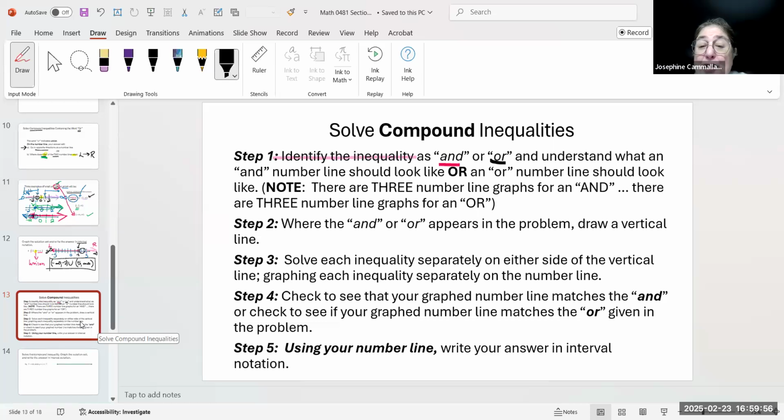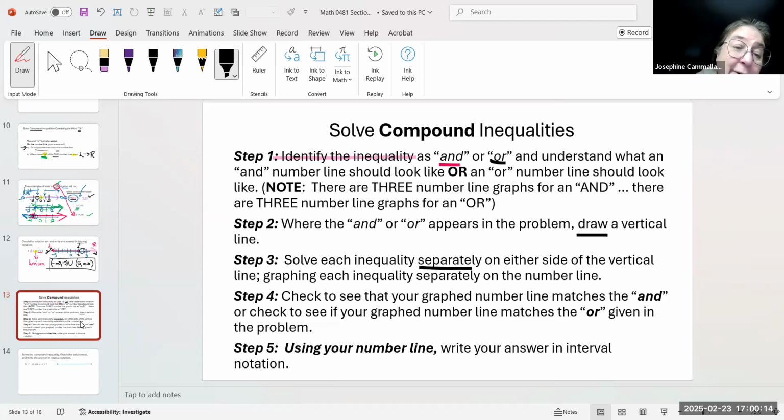Now, where an and or appears in the problem, this is something that I do. I draw a vertical line, and I'll show you what I mean with this step. Then you're going to solve each inequality separately on either side of the vertical line. And here again, graphing each inequality separately on a number line. Check to see that your graph number line matches the and pictures or the or pictures. And then we got to write interval notation.